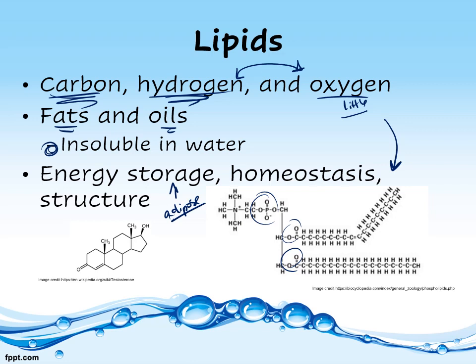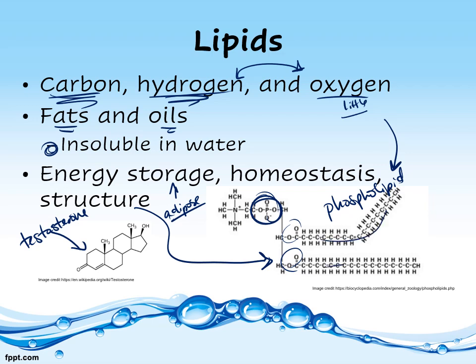Also homeostasis. This molecule is testosterone, which we need for homeostasis, one of the hormones that helps us maintain homeostasis, those internal balances in our bodies. And then also structure. And this molecule is a phospholipid, because it has that phosphate group and then it has those fatty acid chains. This is what makes up our cell membranes, the structure of our cell membranes.